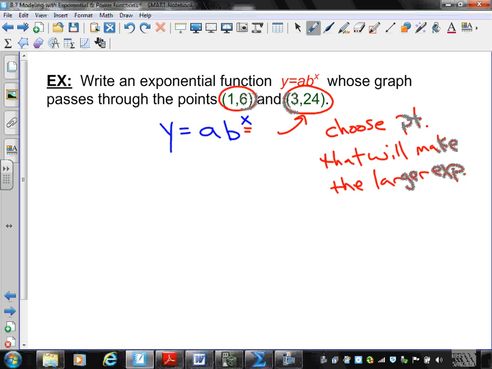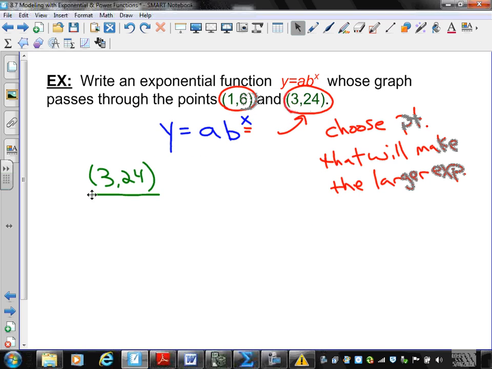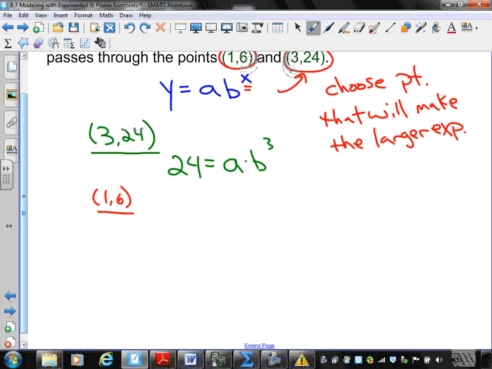Okay, so I'm going to take the point 3, 24. And I'm going to substitute in. So 24 equals a times b to the x, and x is 3. So notice here I have one equation, I have 2 variables. Okay, that's fine. I'm going to get another equation from 1, 6, and I'm going to put it right underneath the equation I just wrote out. So I'm going to use the point 1, 6. 6 equals a times b to the 1.